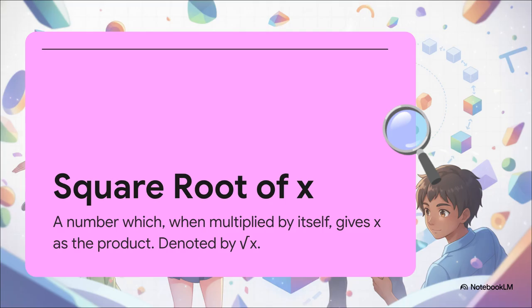Here's the formal breakdown. If we take any number, let's call it x, the square root of x is simply the number which, when multiplied by itself, gives us that original x as the product. It's usually denoted by that familiar checkmark-style root symbol. So if our target number x is sitting inside that symbol, we're basically just on a hunt for the hidden number that multiplies by itself to give us our target.